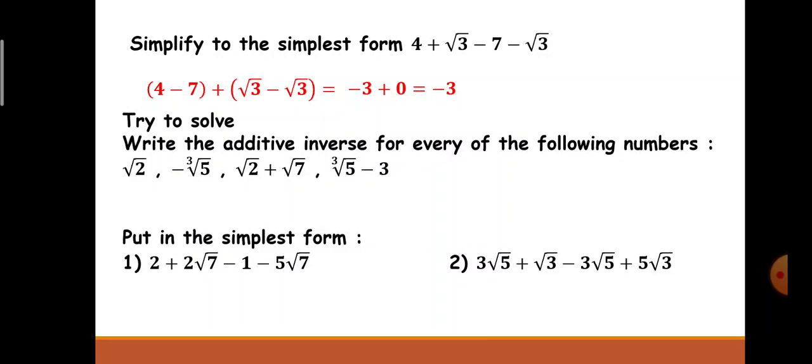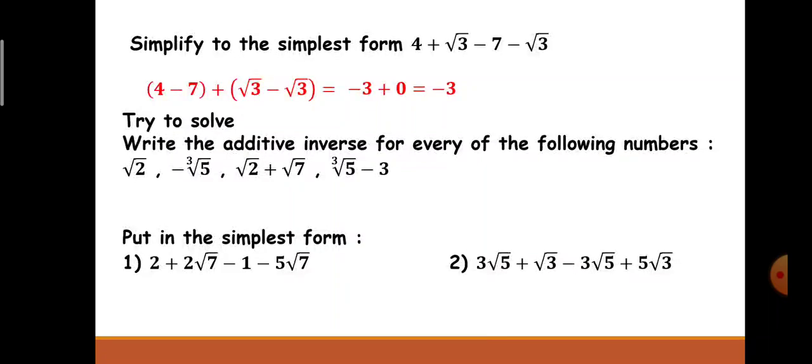Put in the simplest form: 2 plus 2 square root of 7 minus 1 minus 5 square root of 7. The other one will be 3 square root of 5 plus square root of 3 minus 3 square root of 5 plus 5 square root of 3.